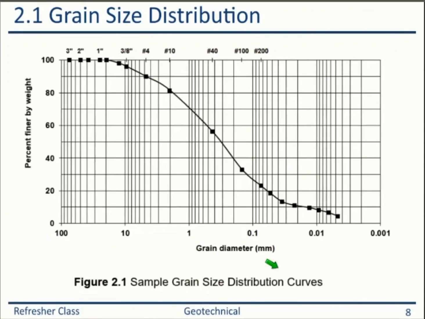Let's say your grain size distribution curve for a soil sample is as given here. When a grain size distribution curve is given, what you have to understand is that it is a relation between the particle sizes, or grain diameter in millimeters, and the percentage passing, finer by weight, through the different sieves, and the sieves are given here.